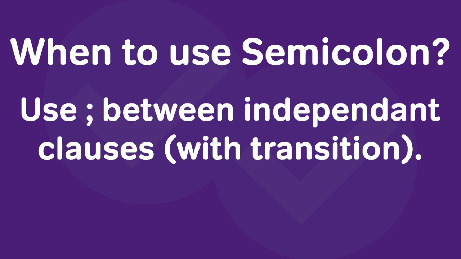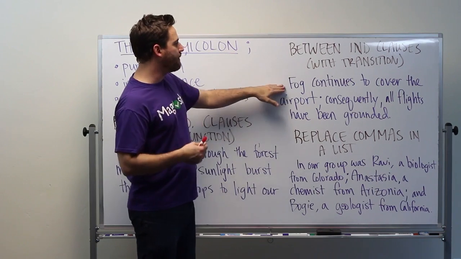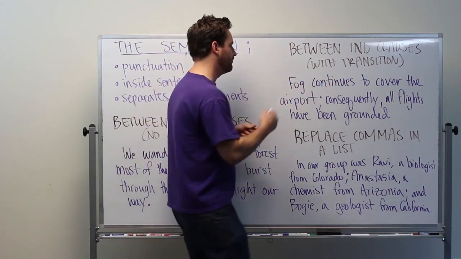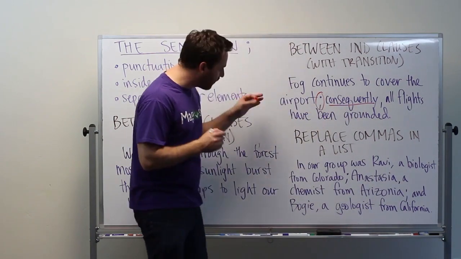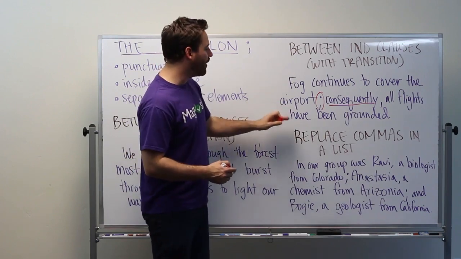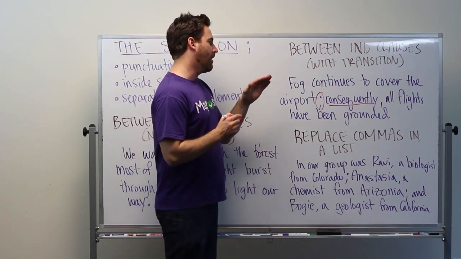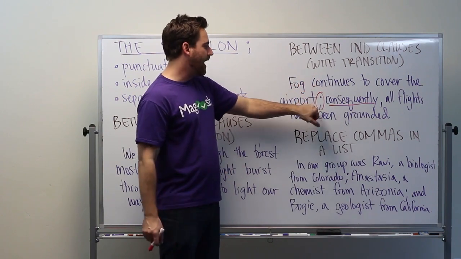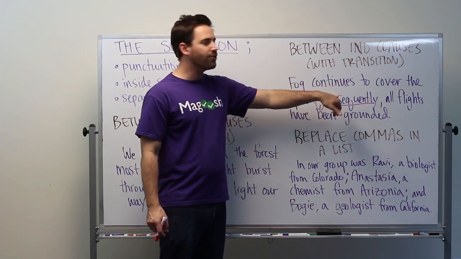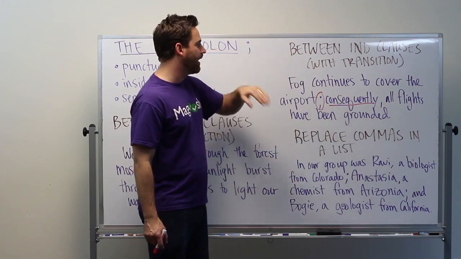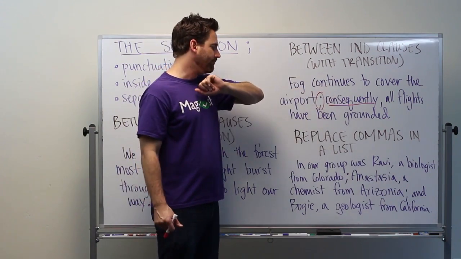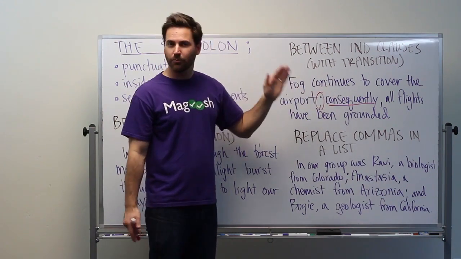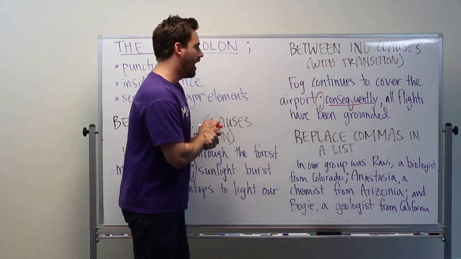You can also use it between independent clauses with a transitional word. So here we have: Fog continues to cover the airport; consequently, all flights have been grounded. No one can fly. So here again we have two independent clauses, and this time a semicolon plus a transitional word that is telling us that due to something that's happening before, there's something that has happened now. So this is another one of the more common ways to see semicolons used.